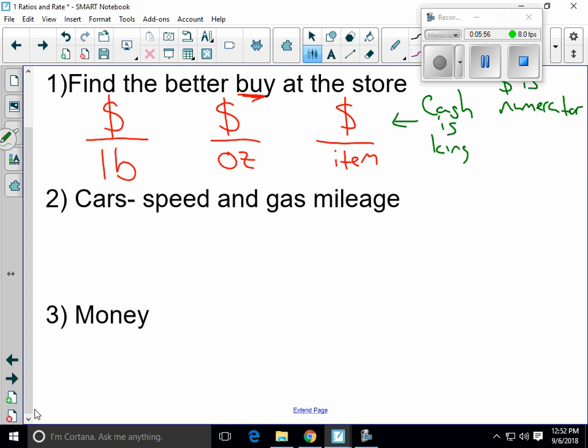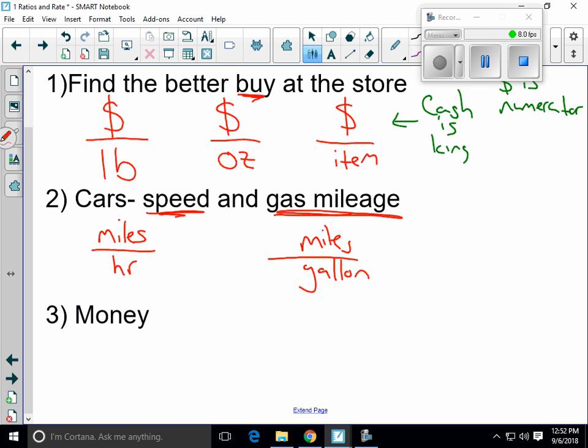Okay, another application: when you start to drive. So we're talking about cars, and we're talking about the speed. The speed limit signs that you see on the side of the road, for example, 55. Well, think about what the units are. 55 miles per hour. That's a ratio. It's a comparison of two things. When you start driving and you're talking about your car's gas mileage, how good it is on gas, that's written in miles per gallon. How many miles can your car go on 1 gallon of gas? Miles per gallon.